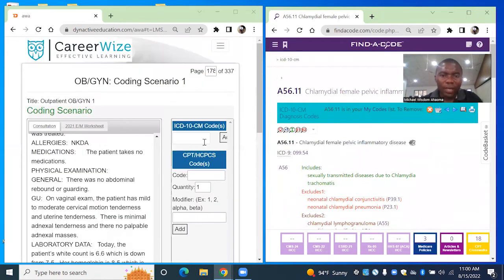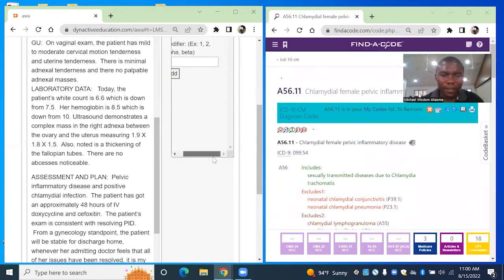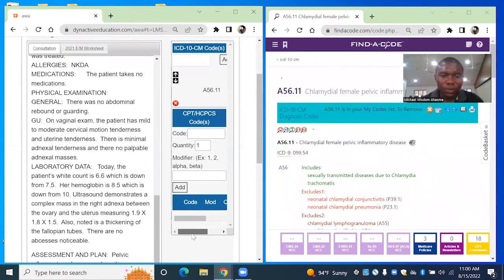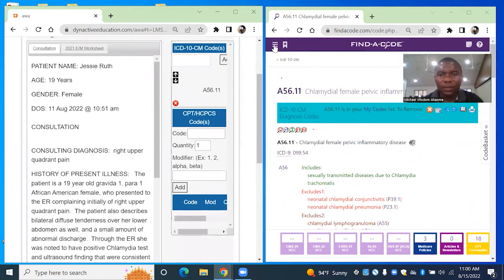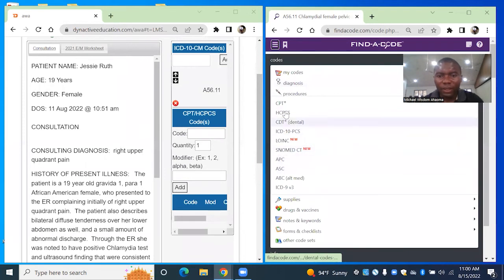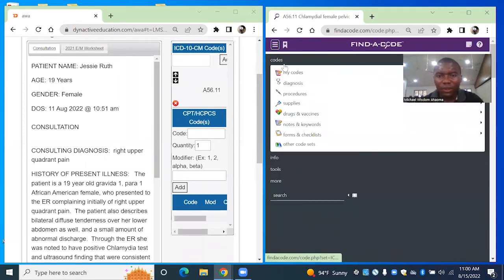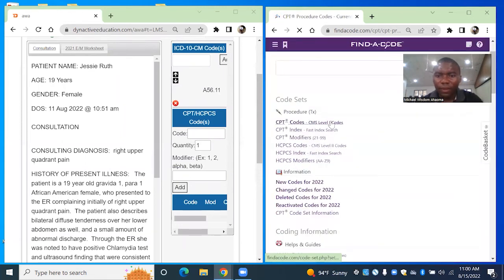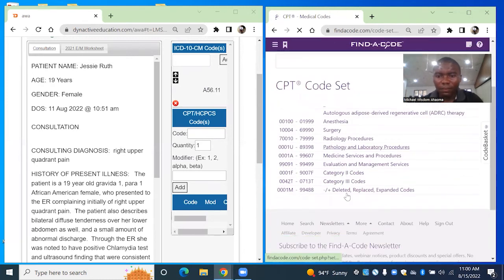So I will now come back here and enter my code, which is A56.11. Here, I will add it. So I have evaluation and management for consultation here. I will come back for procedures here, go to CPT, and I have evaluation and management codes here.